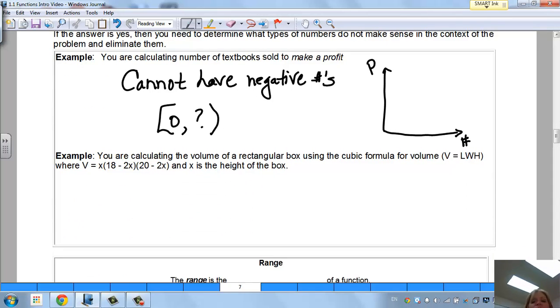Or if you're calculating the volume of a rectangular box, you really can't have x, if x is the height, be 0, because then it wouldn't be a box. So if I'm calculating the volume with the side that I'm cutting out, again, it's going to be in quadrant 1.